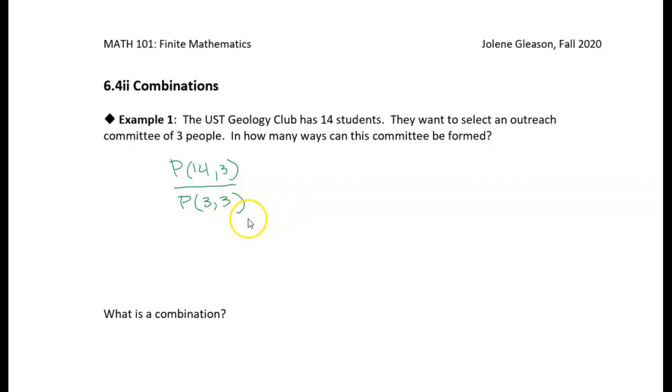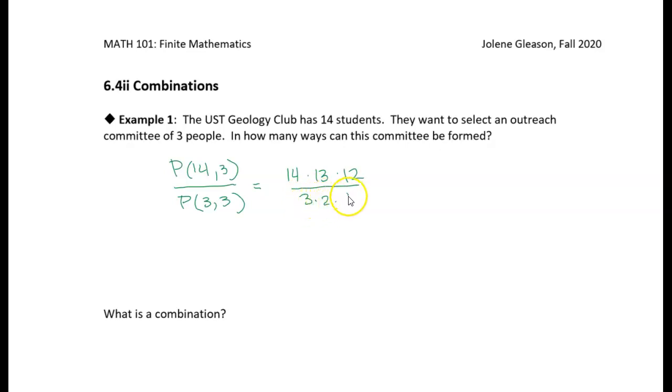So what we're doing is dividing out the duplicates. The permutation assumes that order matters. But in this case, and this is what a combination is, the order really doesn't matter, so we're just going to divide out those duplicates. The permutation is 14 things taken 3 at a time, so 14 choices for the first, 13 for the second, and 12 for the third. And then we have to take into account that the order does not matter, so we have to divide by the number of ways to arrange 3 things, which is just 3 factorial.